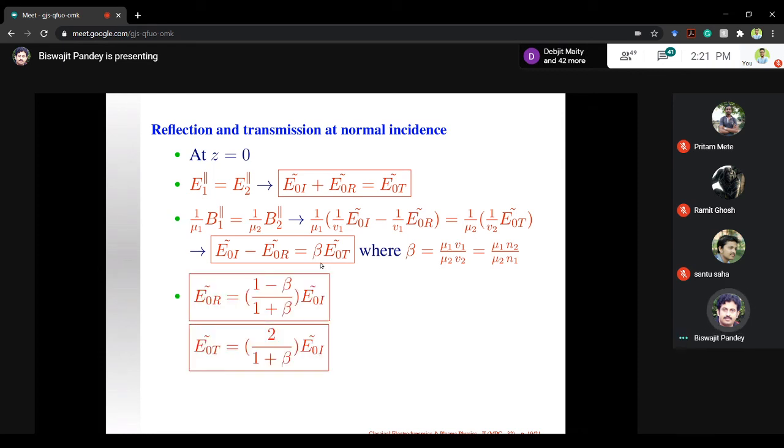If you solve them, we get the reflected and transmitted components of the electric field in terms of the incident, because you know the incident, right? We do not know what the reflected component or the transmitted component is. We are trying to calculate that from Maxwell's equations, because Maxwell's equations give us some boundary conditions. We have plane wave solutions. We are applying those boundary conditions on the plane wave solutions, and getting these amplitudes for the reflected and the transmitted wave in terms of the incident electric field amplitude. And beta is this.